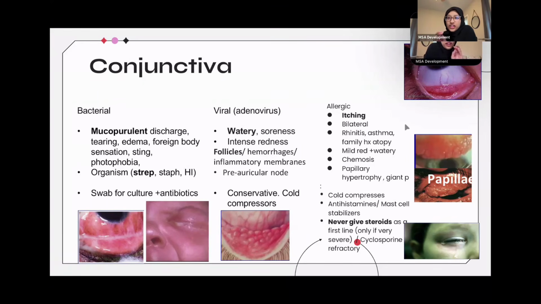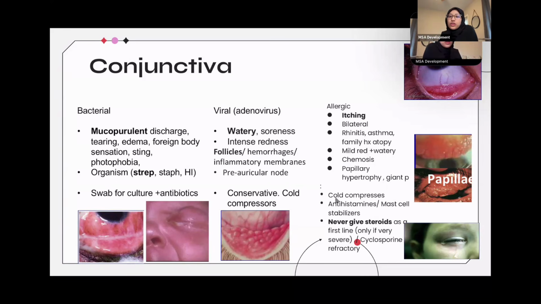But the main thing in allergy is, imagine someone is allergic to something, they are itching at their eye. This itchiness, this scratching can cause very thick bumps. These are called papillae. You see these thick bumps because of repeated episodes of tearing and itching of the eye, which cause papillae to form. Follicles are small, tiny bumps with virus. Allergic has bigger ones, and it's itching and bilateral. There's a history of asthma, family history of atopy and allergy. It's watery, mild red, and giant papillae can be formed.